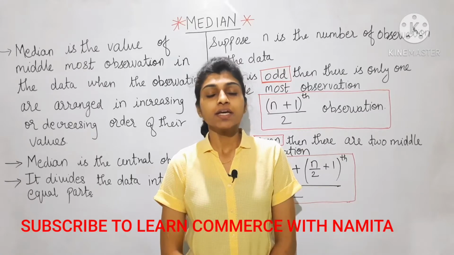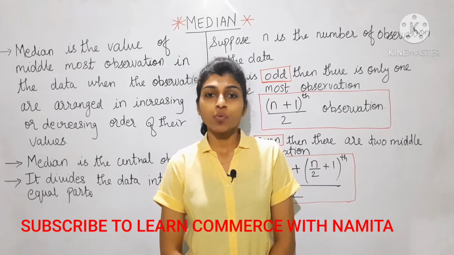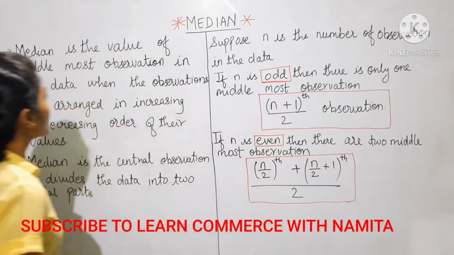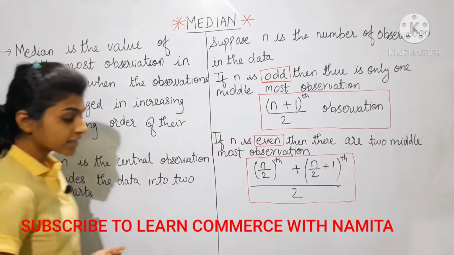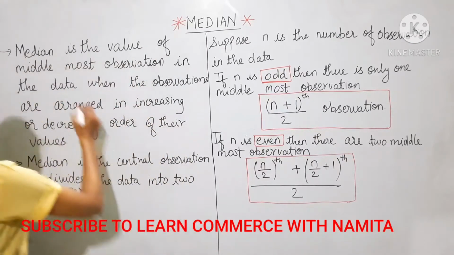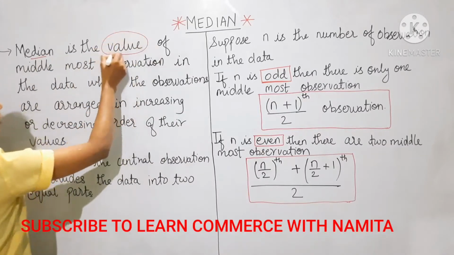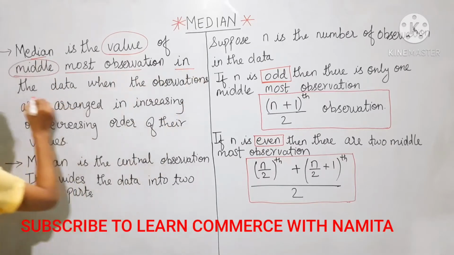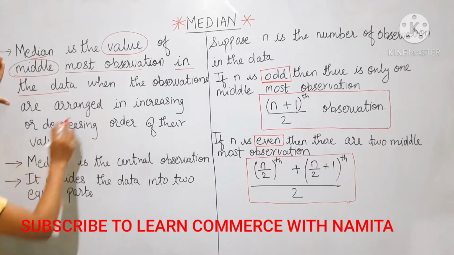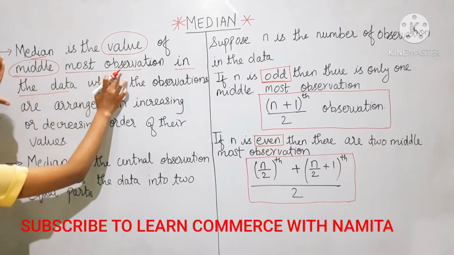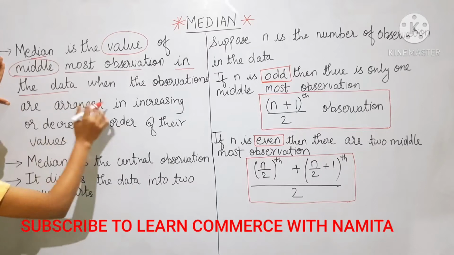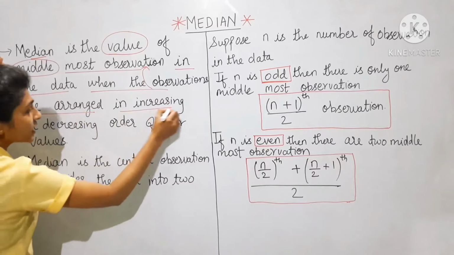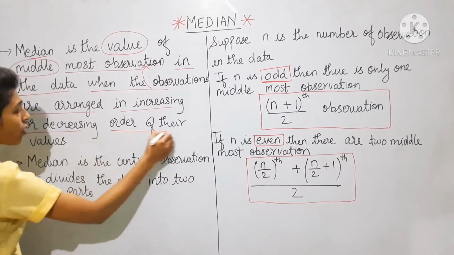I am Namita Mane. In today's session, we are going to see what is median and how to calculate median. So let's start. Now, the meaning of median, or you can say the definition of median, is the value of the middlemost observation in the data. So median is the value of the middlemost observation in the data, when these observations are arranged in increasing or decreasing order of their value.